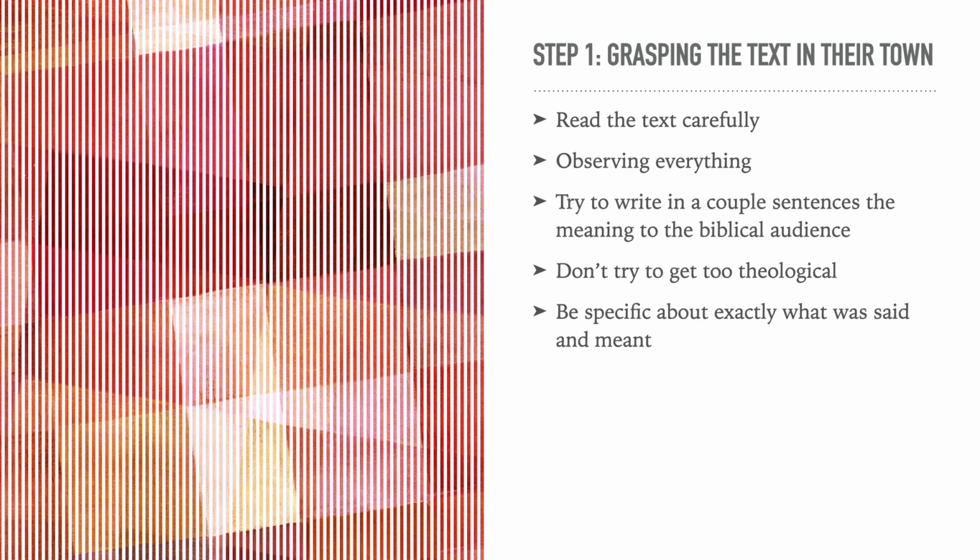So step 1, grasping the text in their town. What you'll do here is you'll read the text carefully. You'll observe everything, write down everything that's going on: the people, what is being said, the places, the context, the situation that they're in. Observe all of that and write down a couple sentences about what is happening, what is the meaning of what you're reading to that biblical audience, just specifically what's happening. Don't try to get too theological or broad. Just be very specific with what is being said and meant.